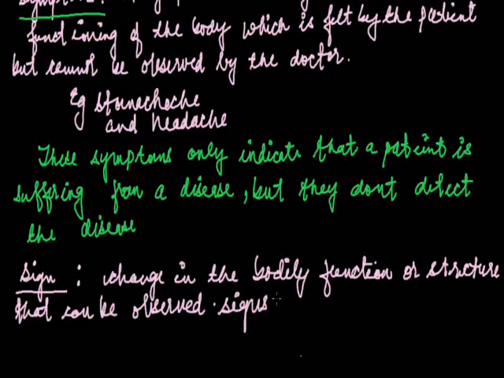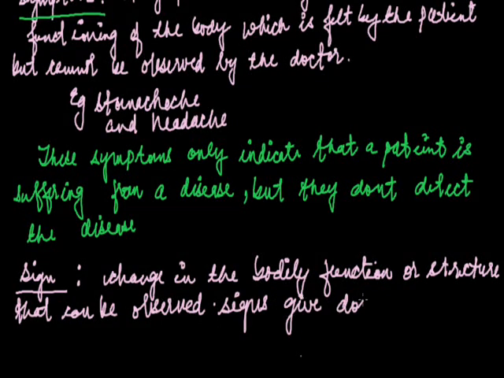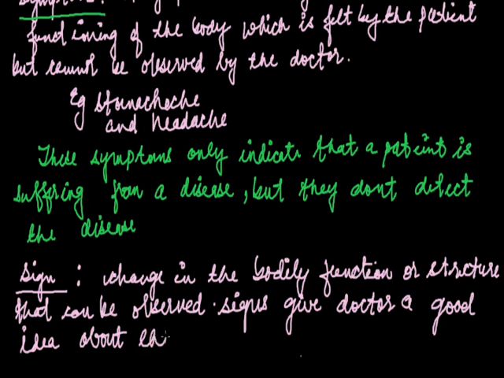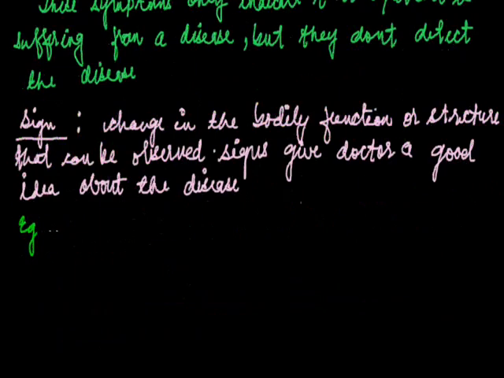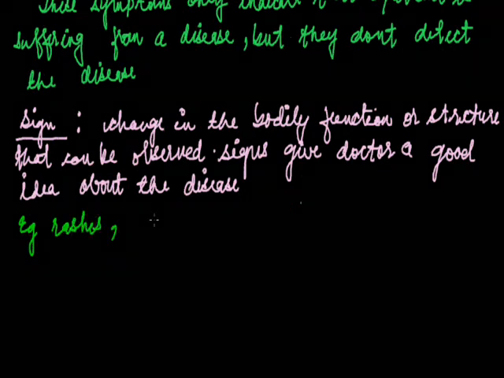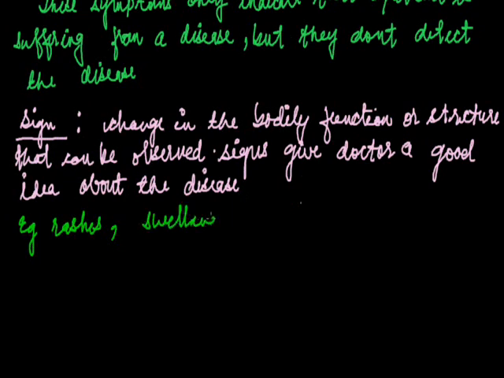Signs give the doctor a good idea about the disease. For example, rashes. Examples of signs are rashes, swelling of gland, change in color of skin.